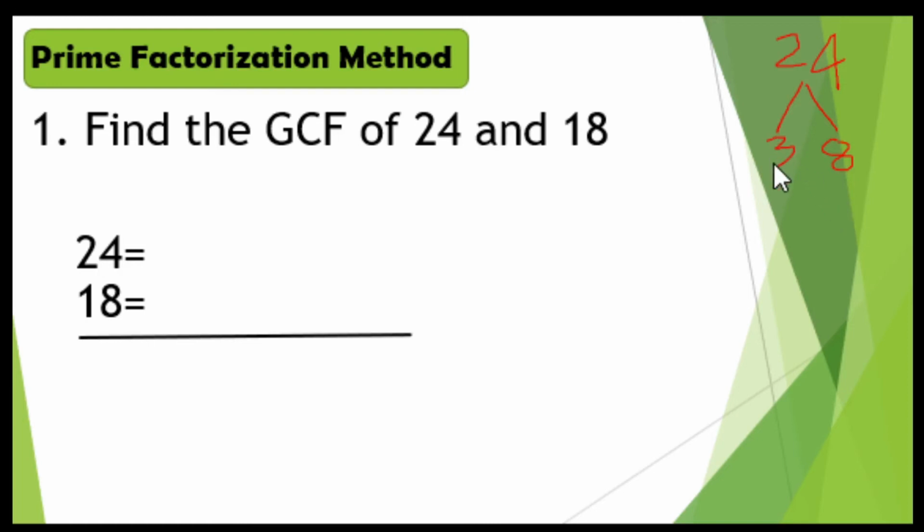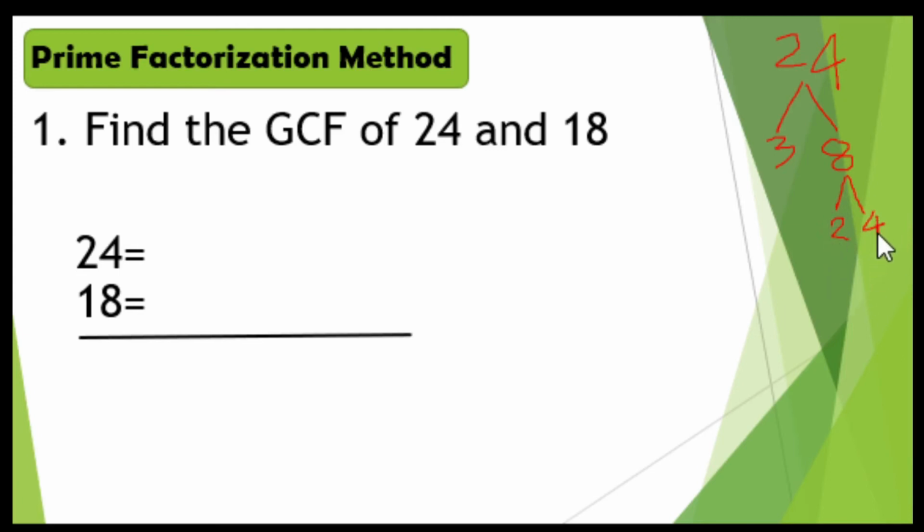Since 3 is already a prime number, we don't need to factorize. Let's proceed to 8. 8 is a composite number. We need to factorize. Think again of 2 numbers that will get a product of 8. Let's have 2 times 4. Since 2 is already a prime number, we don't need to factorize.